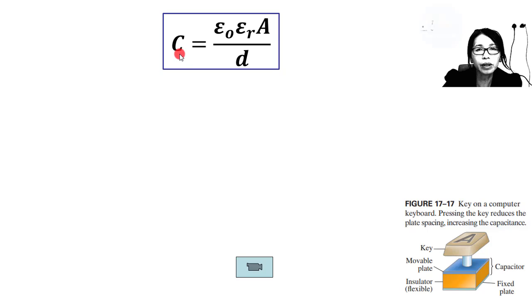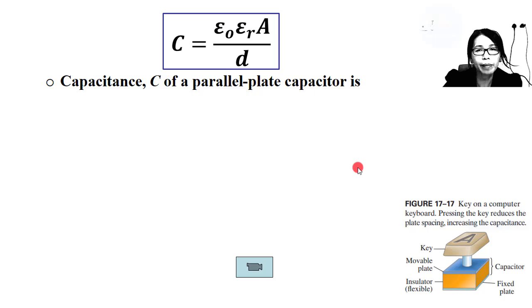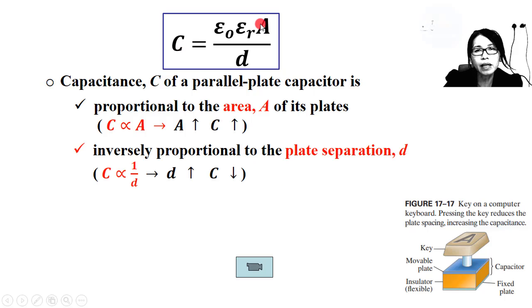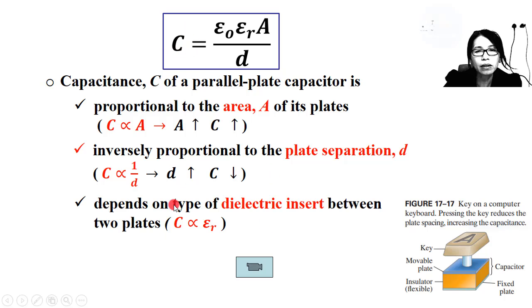So boys and girls, when we refer to the formula of capacitance for a parallel plate capacitor, epsilon naught epsilon r A over d, we will find that the capacitance C is directly proportional to the area of its plates, whereby if we increase the area, the capacitance will increase. Second, the capacitance is inversely proportional to the plate separation d, whereby when we increase the separation, the capacitance will decrease. Third, the value of capacitance also depends on the type of dielectric we insert between the two plates, whereby the capacitance depends on the dielectric constant epsilon r. All these relations can be shown clearly through the simulation below.